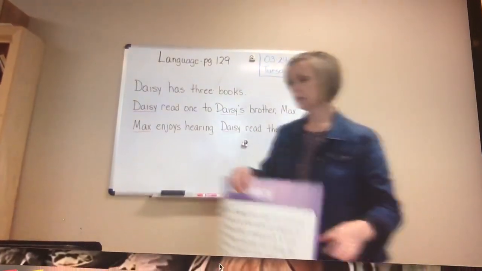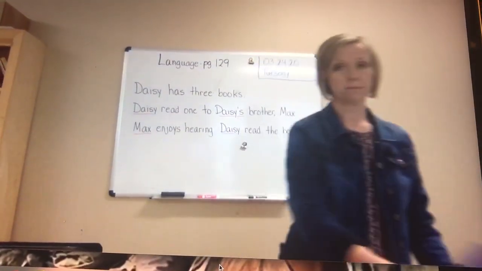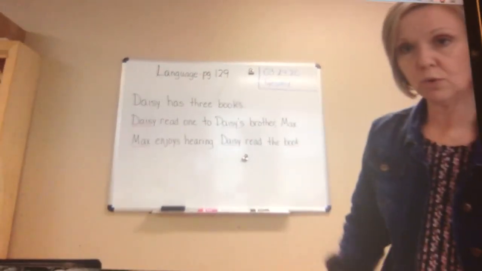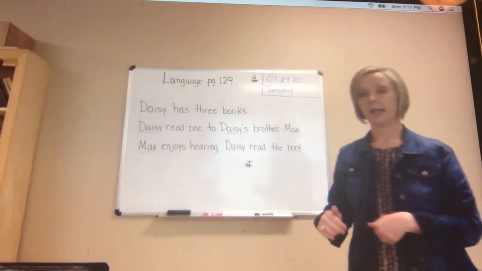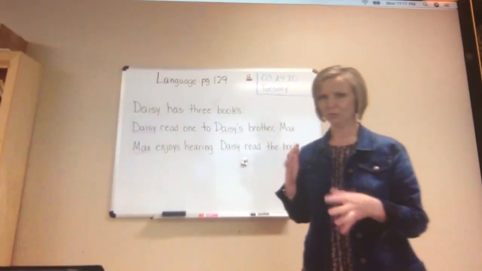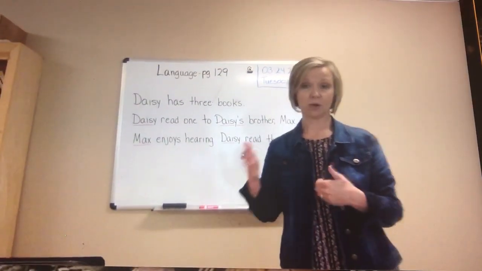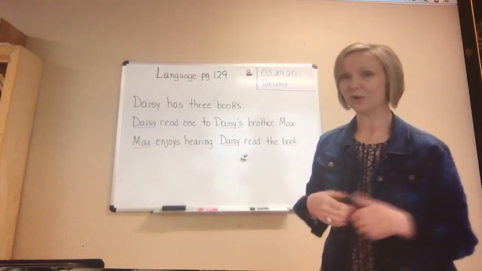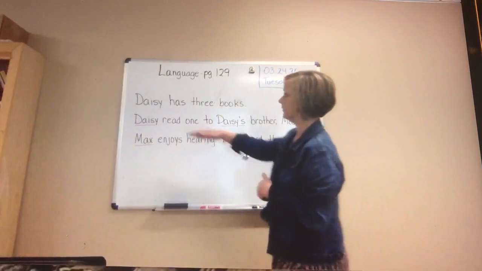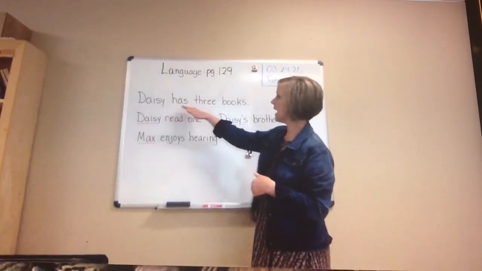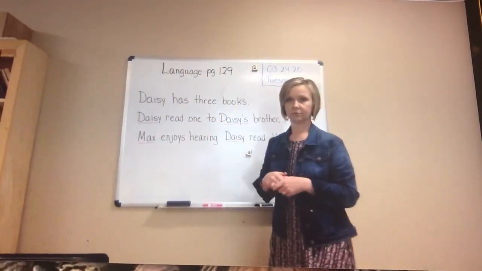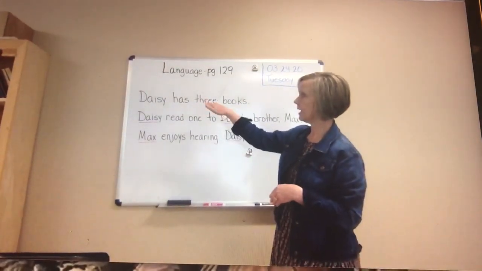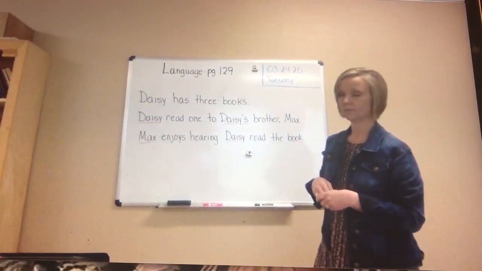So let me start by reading a couple of sentences to you on the board, okay? And you're going to see how we can put those pronouns in and how you've been using them and may not even have known what they were, okay? So let's look at the first sentence. Daisy has 3 books. Well, that sounds pretty good, right? Daisy being our subject, has being the verb.